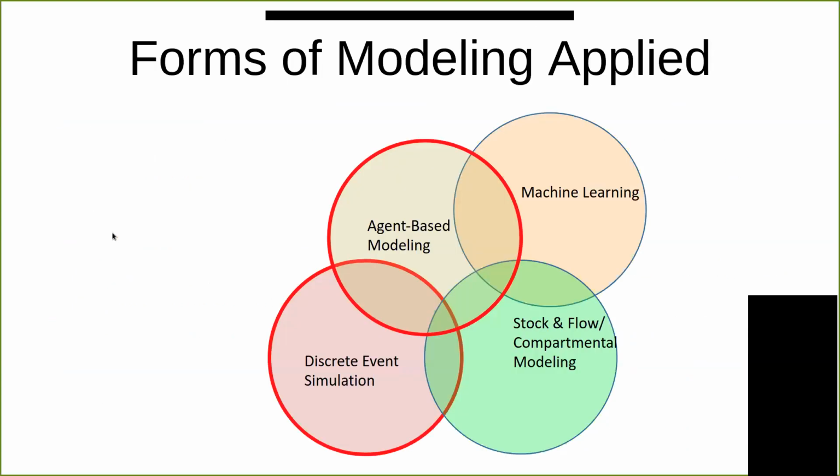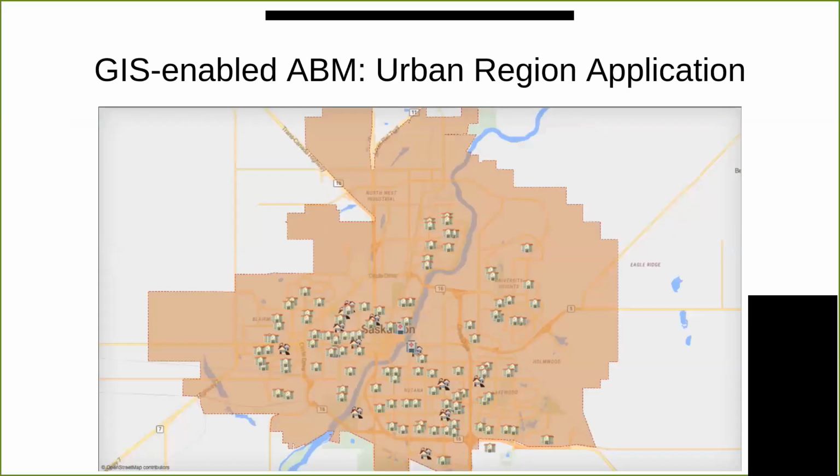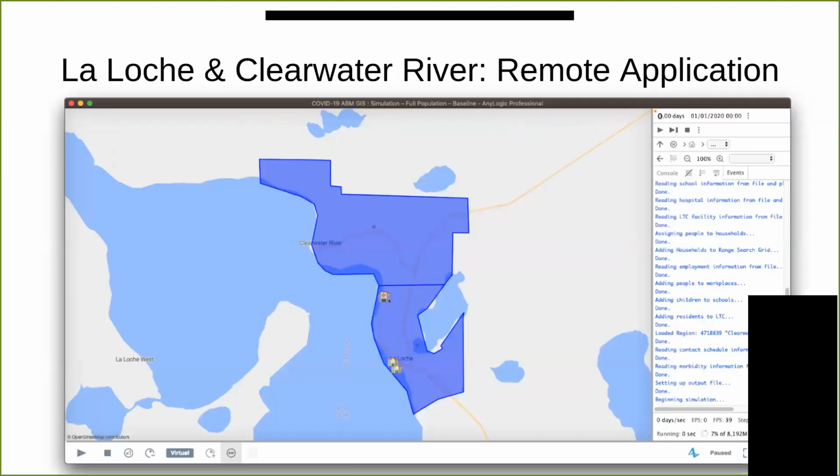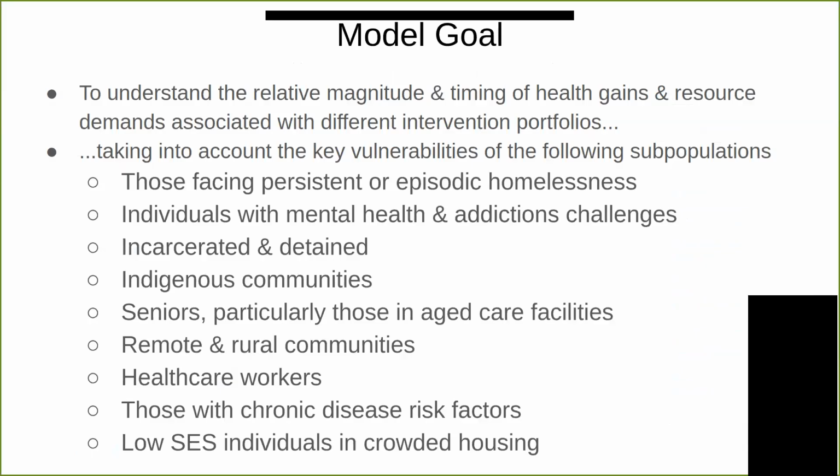The first of these joins together agent-based modeling and discrete event simulation for a GIS-informed model, with the GIS being key for informing buy-in and geographic understanding relevant to the particular communities modeled. This has been applied at the urban level and for remote and rural communities, such as those in the far north of our province, some of whom have been hard hit by the spread of infection.